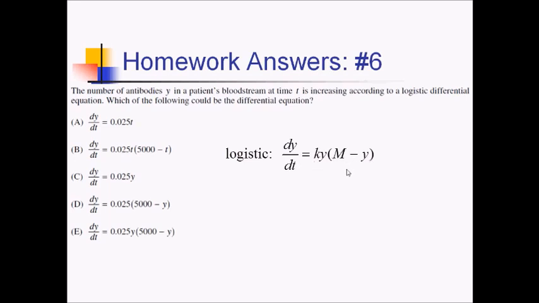So we need something that has a y on the right side of the equation, at the very least, right? So these two choices, A and B, that have t's instead of y's, these are no good. We'd also like something that has a parentheses with some number minus y in it. So choice C is also not very good. So now we've got it narrowed down to choices D and E. The only difference between these is that E has a y on the outside and D does not. In our general logistic setup here, we have a y on the outside, an output variable on the outside. So only choice E then matches this format, and that's what we're going with.